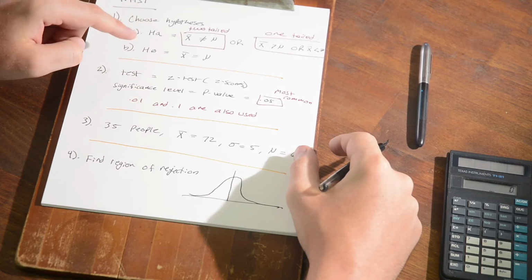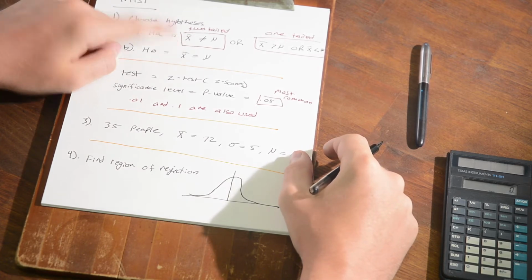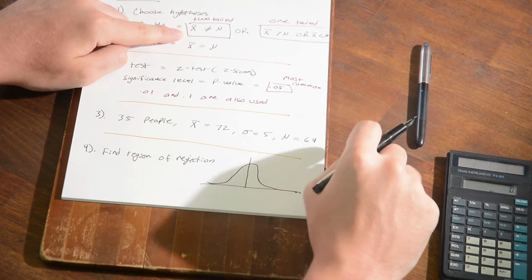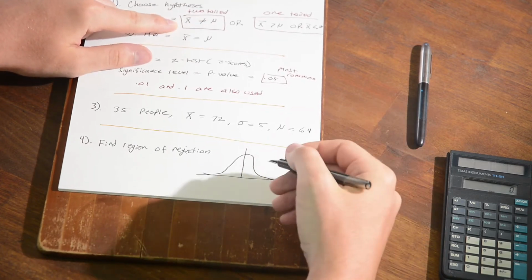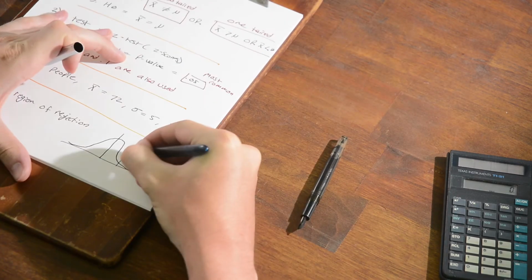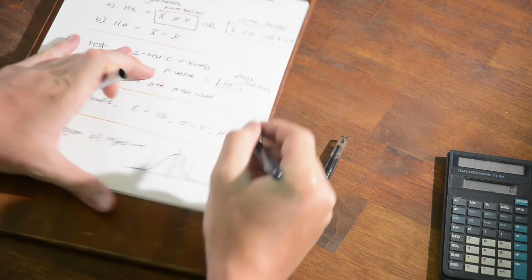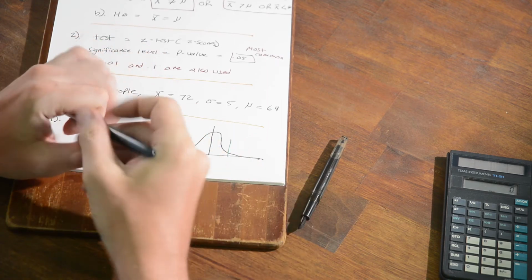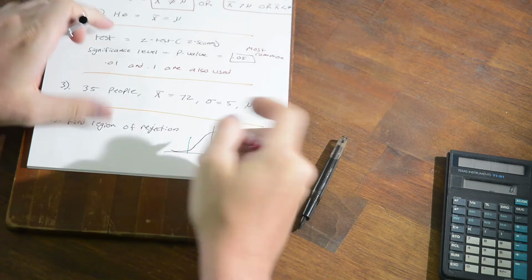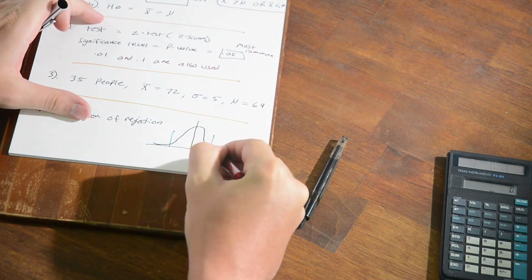Where did I put that? Here we go. This is my alternate hypothesis. X bar is not equal to mu, so I'm not choosing a direction. So that means that I'm going to have a tail out to the left and a tail out to the right. So somewhere out here I'll have a tail, somewhere out here I'll have a tail. And in this area beyond, there will be values that give us statistical significance.